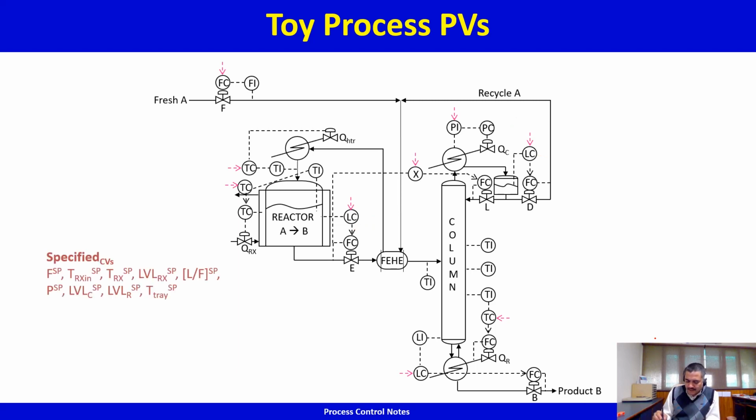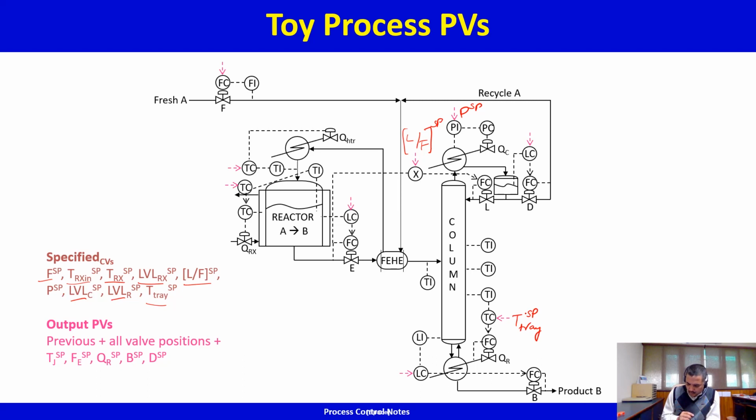So now what is being specified by the operator? Operator is specifying the 9 set points: fresh feed flow set point, reactor inlet temperature set point, reactor temperature set point, reactor level set point, reflux to feed ratio set point, this guy, this is L by F set point, pressure set point, this is P, level of the condenser set point, level of the reboiler set point, controlled tray temperature set point, this guy, T tray set point. What are my output process variables?